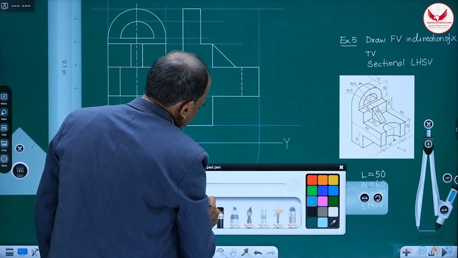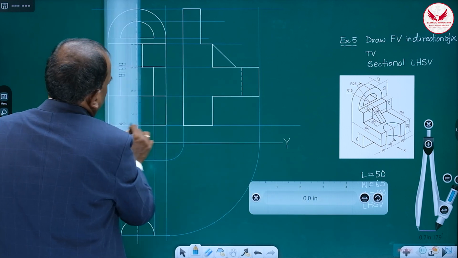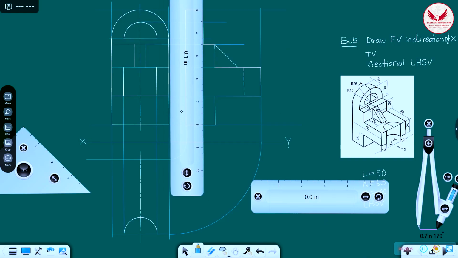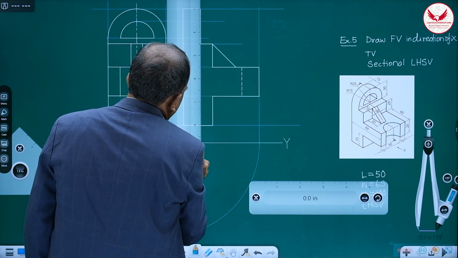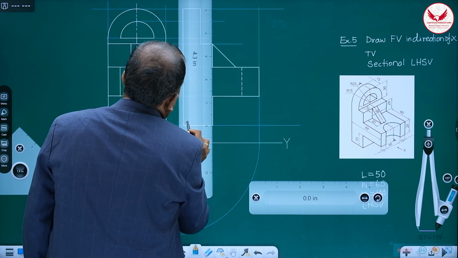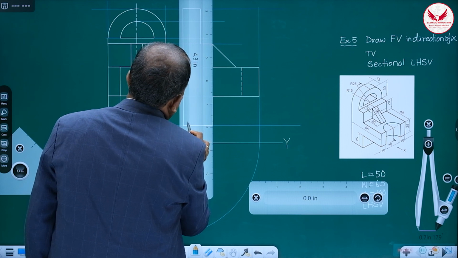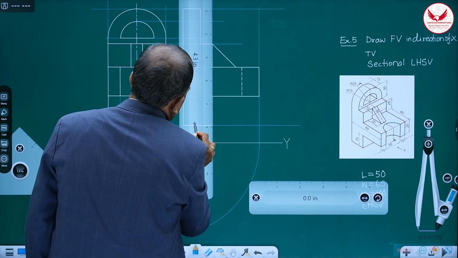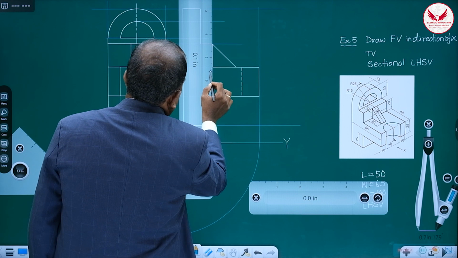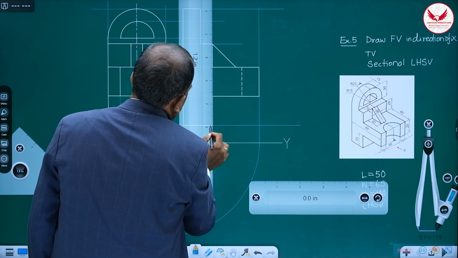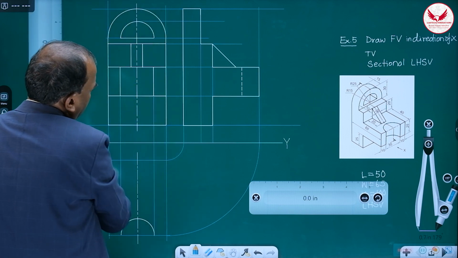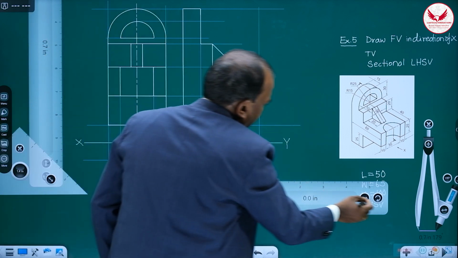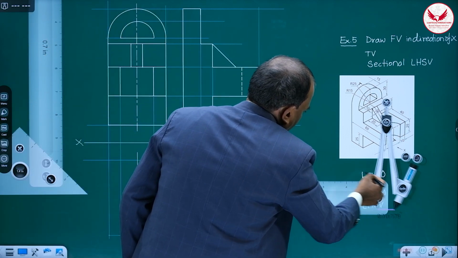So one is this 15, a very light line up to this. Then another is this, 25. So whatever this portion is, it's 25. So these two lines are enough. That rib we can mark directly by the distance.